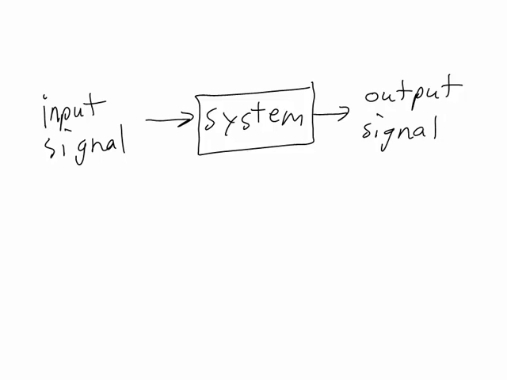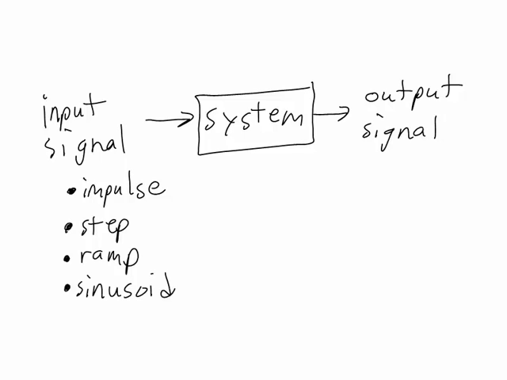Last time in class, we learned that a system converts input signals into output signals. We looked at the four most common types of input signals, which were the impulse, the step, the ramp, and finally the sinusoid. Today, we're going to be focusing on the output signals.